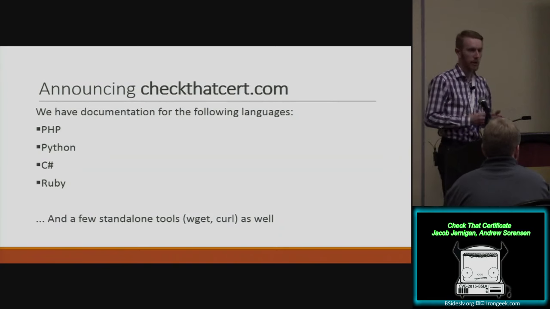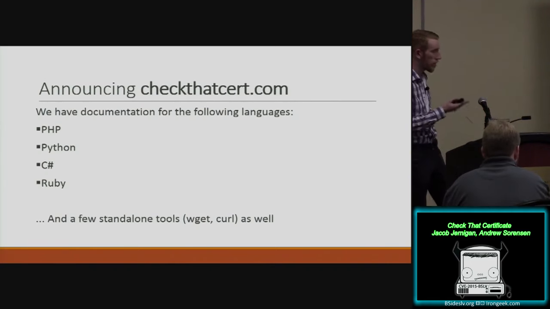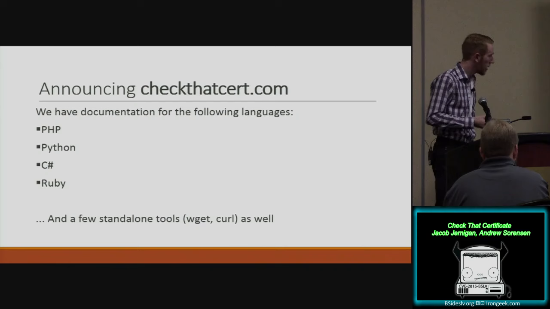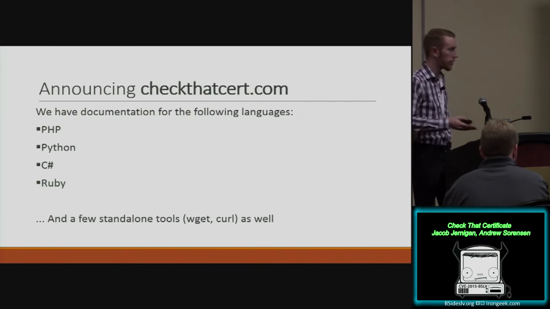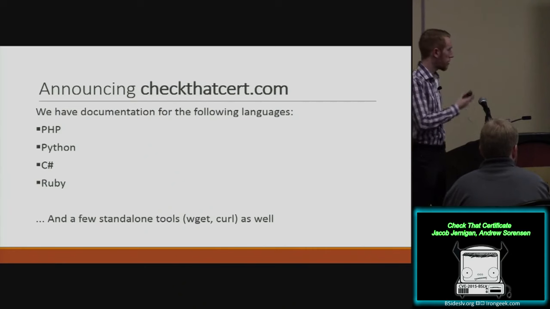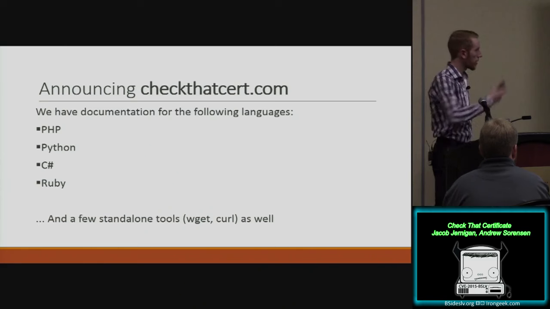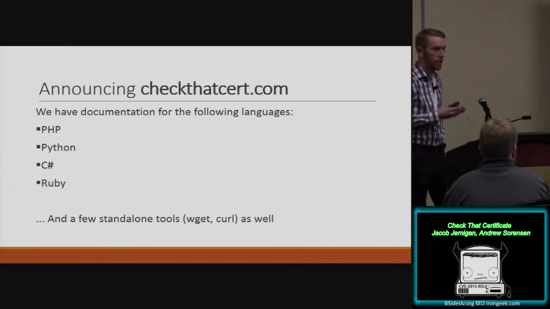So what we wanted to do is make it simple for developers to do certificate validation. So we created these examples. PHP, Python, C#, and Ruby are some of the things that we're starting with, and a couple of those standalone tools that we described earlier, like wget and curl. And we're essentially making a website. It's still in process at this point, but you can certainly look at it now, to give people a place to do the right thing.